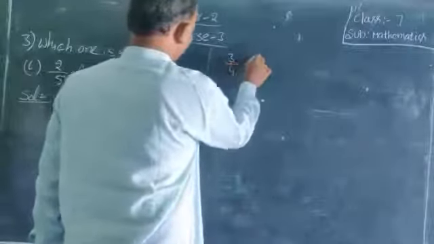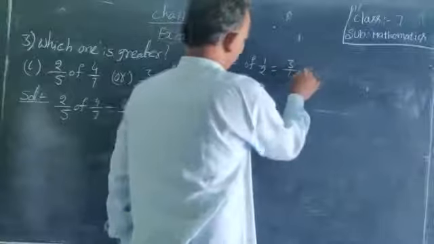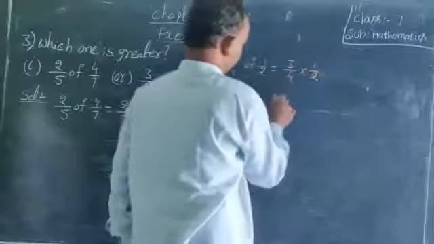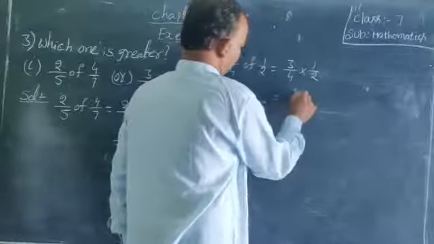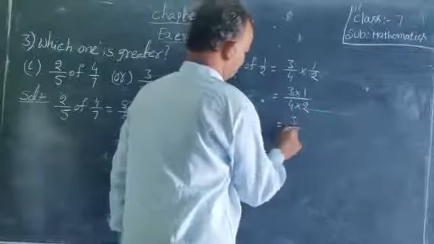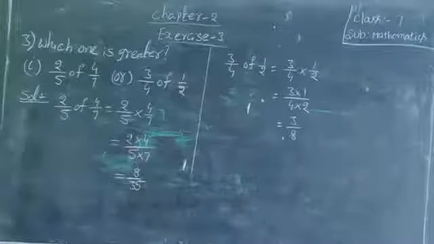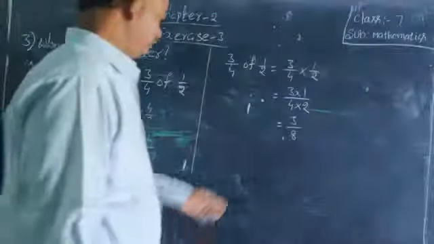And the second value is 3 by 4 of 1 by 2. That is equal to 3 by 4 into 1 by 2. Now we are multiplying the values. 3 into 1 by 4 into 2. 3 1s are 3 by 4 2s are 8. So this value is 3 by 8.